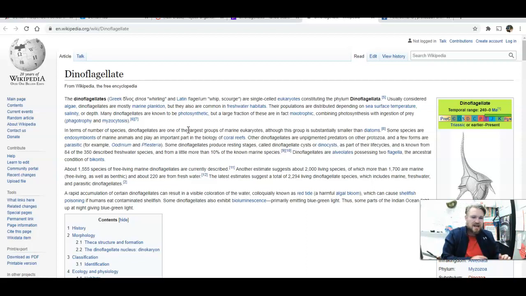So notice that dinoflagellate isn't one organism. It's an umbrella of a lot of different organisms. This is just a phylum. Remember, kingdom, phylum, class, order, family, genus, species. You have to get all the way to species to be a singular organism. This is a phylum, so there's multiple organisms in it. It says that some of them are endosymbionts, meaning that they live inside of organisms. They're substantially smaller than diatoms. Diatoms is one we need to talk about, so maybe we'll click on that after.